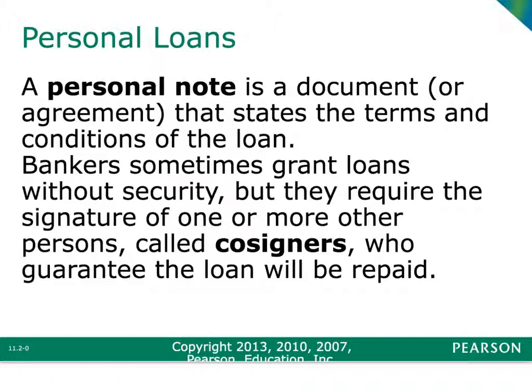A personal note is just a document or an agreement that lists all the terms and conditions of the loan. Banks will sometimes grant a loan without collateral, but often if they do not collect collateral and you don't have a whole lot of credit, they're going to ask you to use a cosigner, which is just somebody who can guarantee that you will pay the loan back, and if you do not pay the loan back, then the cosigner will take over the loan in your name.